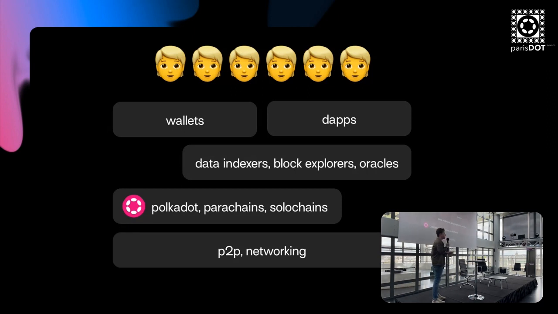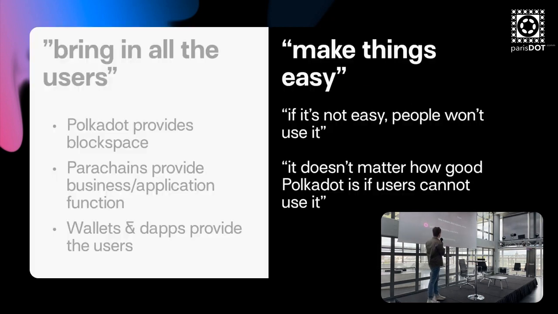And when I ask people what is the role of the wallet in this technology stack, I broadly get answers in one of 2 categories. Firstly, people will say it's the role of the wallet to bring in all of the users to the ecosystem. That's because Polkadot provides the block space, parachains and solo chains provide some business application or some kind of functional logic. And therefore, it's the wallet and the dApp's role to bring all of the users into the ecosystem. Everything else is just infrastructure, but this is the portion of the stack that touches users. Therefore, it's your job to do that user acquisition.